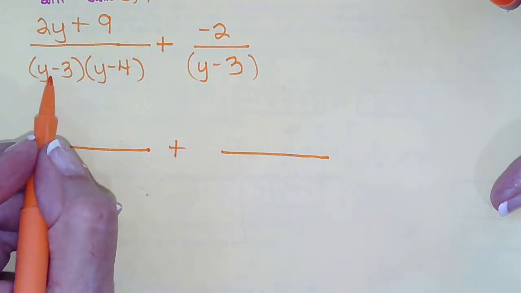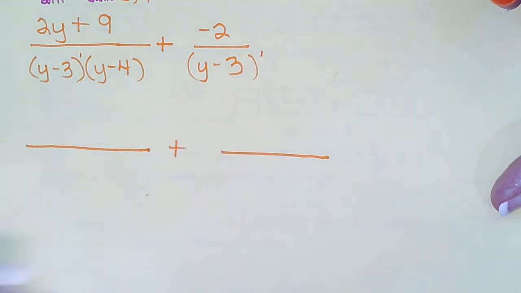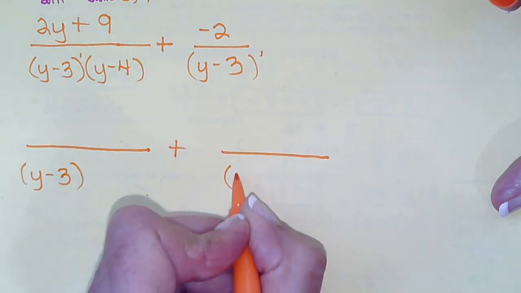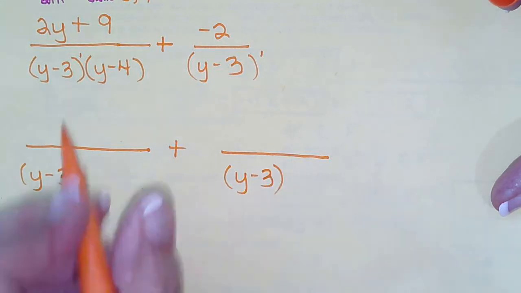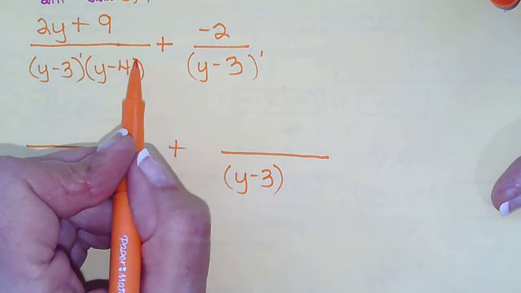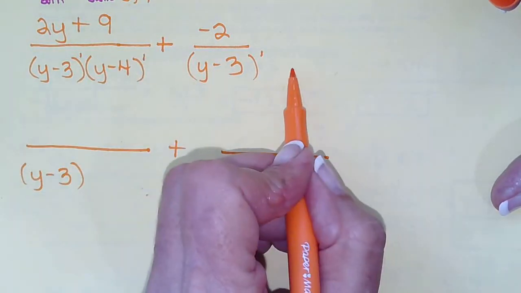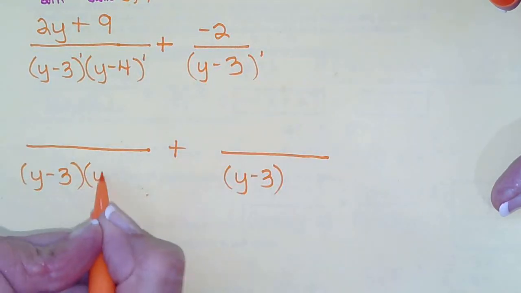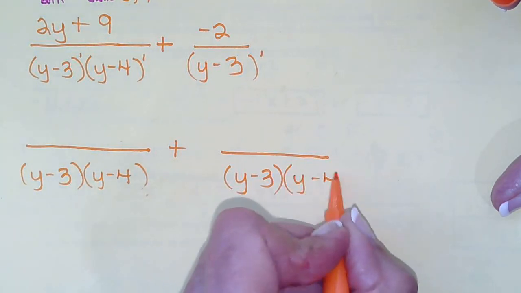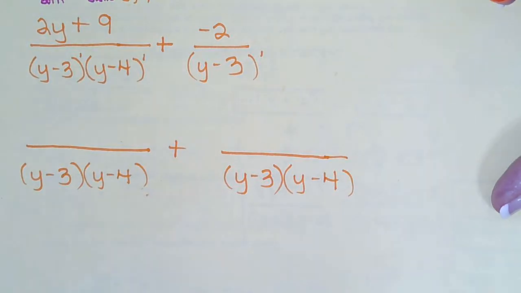So I see a y minus 3 to the first, a y minus 3 to the first. The highest exponent I see is y minus 3 to the first. So I never add them. I write the highest exponent I see. I see a y minus 4 to the first and no y minus 4 here. So y minus 4 to the first is the highest exponent I see for that factor. And so there's my common denominator. Write everything you see without repeating. So I didn't repeat the y minus 3.